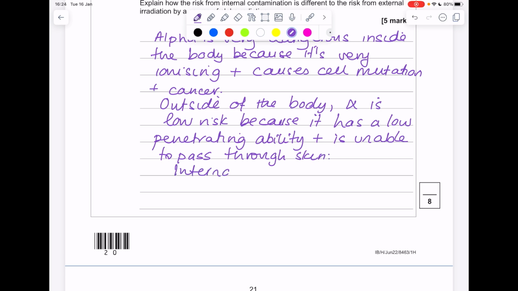Internally, alpha is absorbed by living tissue.